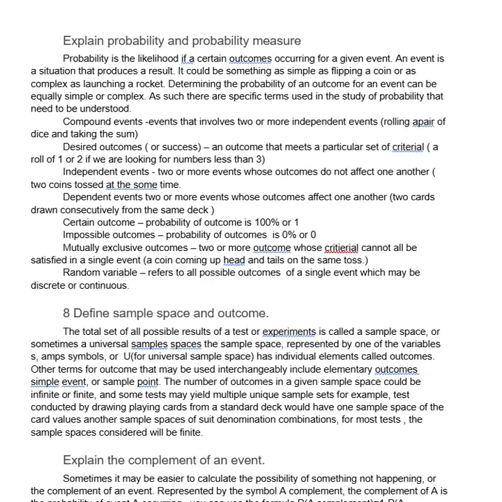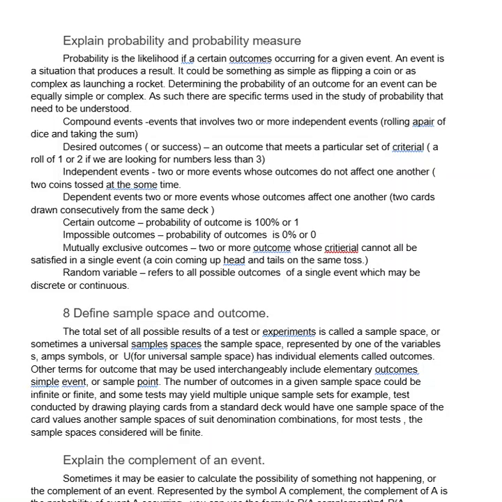Alright. Explain probability and probability measure. Probability is the likelihood that a certain outcome occurs for a given event. An outcome is a situation that produces a result. It could be something as simple as flipping a coin or as complex as launching a rocket. Determining the probability of an outcome for an event can be equally simple or complex. As such, there are specific terms used in the study of probability that need to be understood.